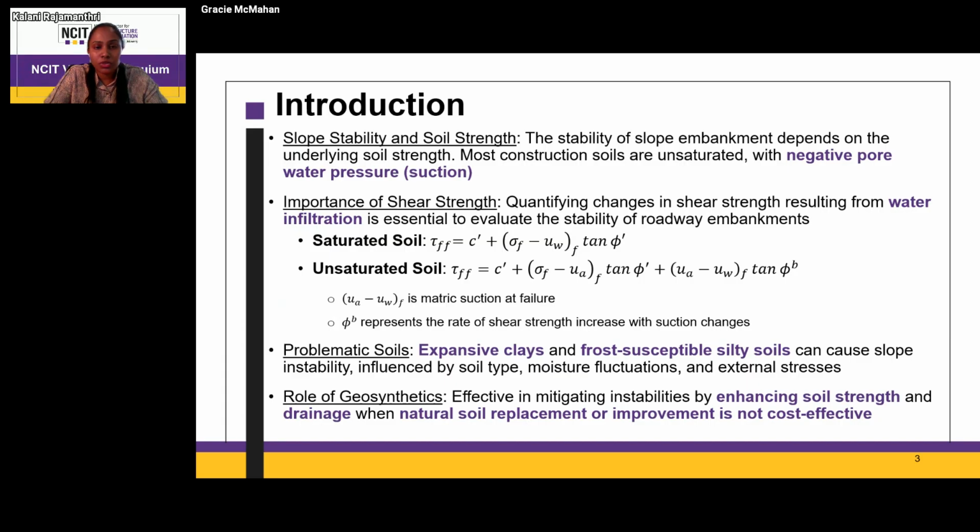We consider both saturated soil and unsaturated soil to see how the shear strength varies with respect to different moisture conditions. If we have to deal with problematic soils like expansive clays and frost susceptible silty soils, it's going to be challenging because they are very sensitive to moisture fluctuation together with external stress variations. To help stabilize these kinds of soil slopes, geosynthetics can be an effective approach. Geosynthetics are effective in strengthening the soil and enhancing the drainage, especially when soil replacement or improvement is not a cost-effective approach. Next slide, please.